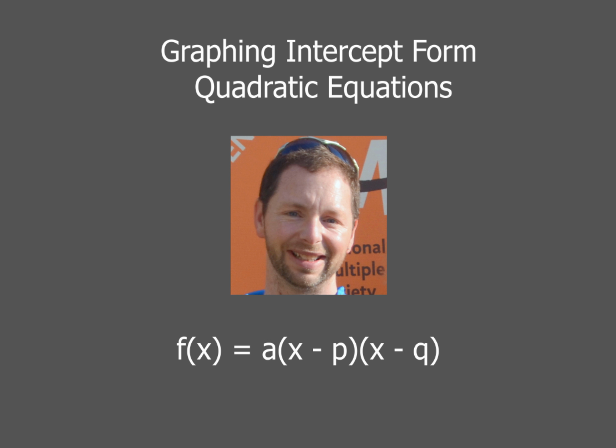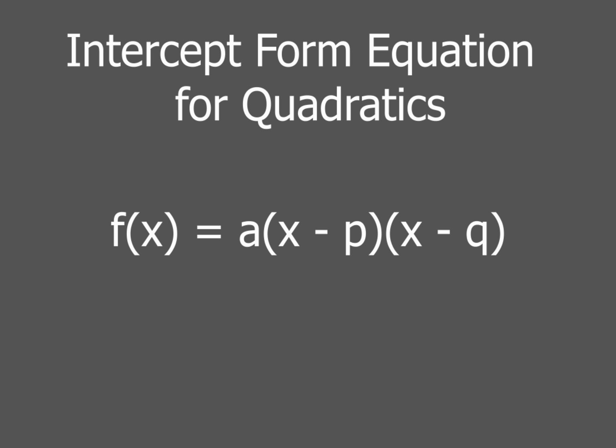This is Mr. Muscarella coming at you, and today we're going to take a look at graphing intercept form quadratic equations, and you will need to know that they take on the following form. f(x) = a(x - p)(x - q). So that is the formula for intercept form equations.